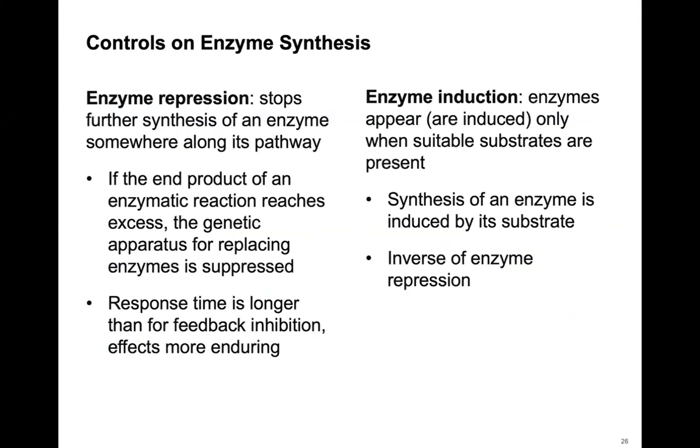Enzyme repression. This stops the further synthesis of an enzyme somewhere along its pathway. If the end product of the enzymatic reaction reaches excess, the genetic apparatus for replacing enzymes is suppressed. The response time is longer than for the feedback inhibition, and its effects are more enduring. For enzyme induction, enzymes appear or are induced only when suitable substrates are present. The synthesis of the enzyme is induced by its substrate, the inverse of enzyme repression.